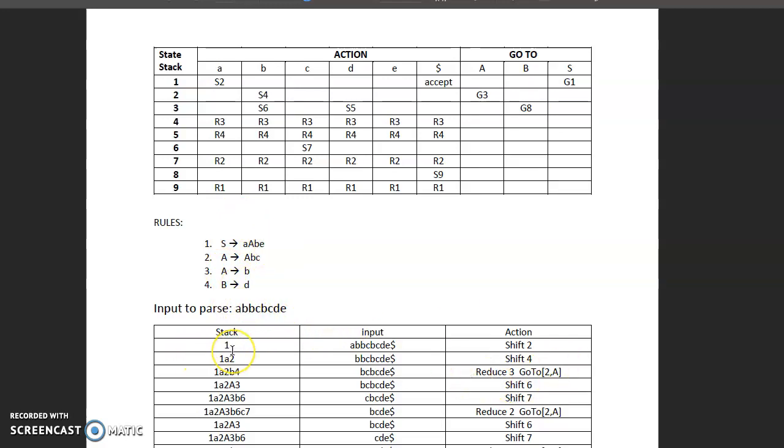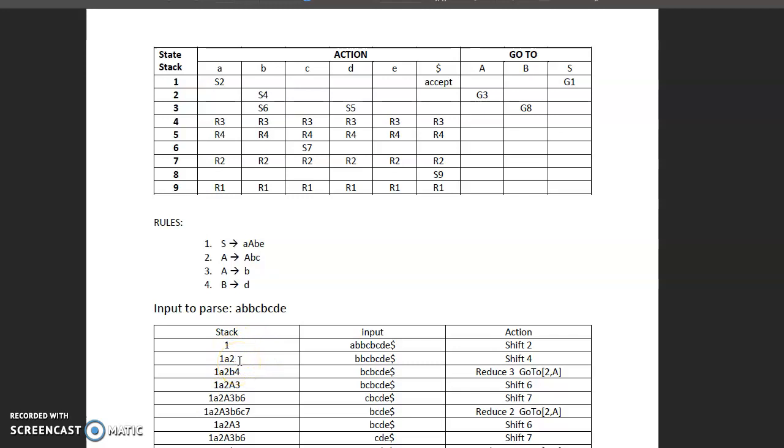Basically we start with the 1, and if we have a 1 here and we have an A here, we look into our table, and when we see 1 and A, that means shift 2. So our action is going to be shift 2. We're going to shift A from the input onto the stack first, and then the 2. So now on the stack we have A and we have 2.